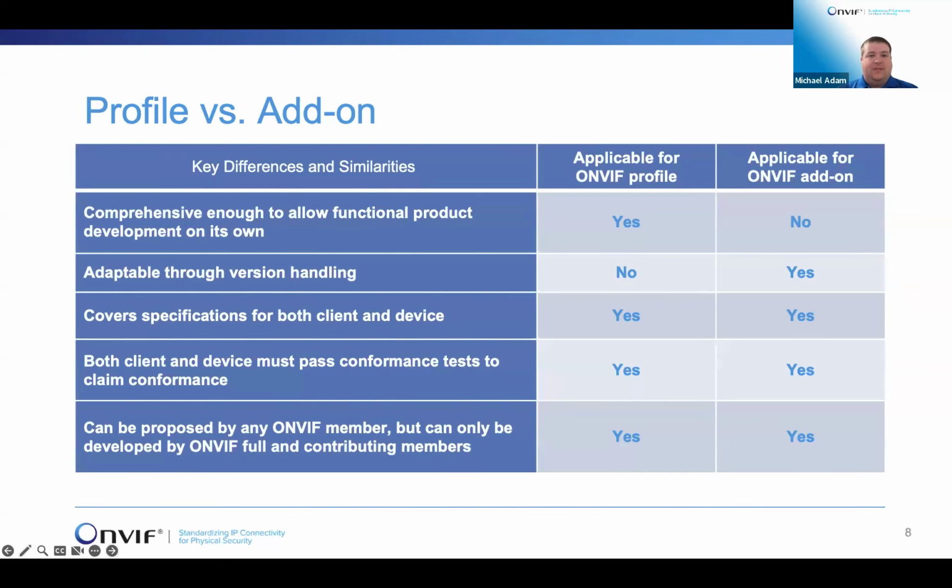When we do the detailed breakdown of what profiles versus add-ons are, you can see we have this table here. When you're talking about a profile, it's very comprehensive. It's got a lot going on, and it's enough to allow functional product development on its own. When we talk about version handling, because of how comprehensive ONVIF profiles are, they're not suited for version handling, because we want to make sure that it will always work. But an add-on has versioning built in, and we can iterate on those quickly.